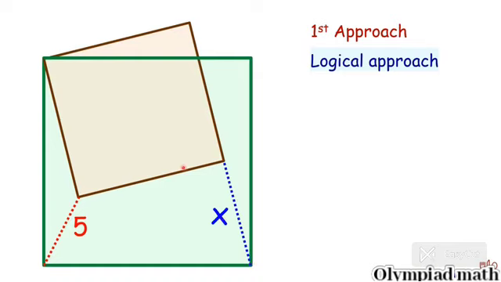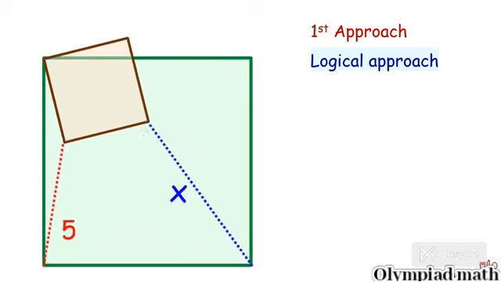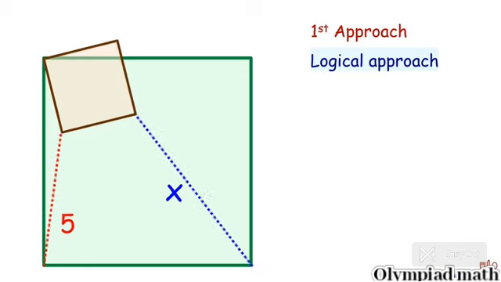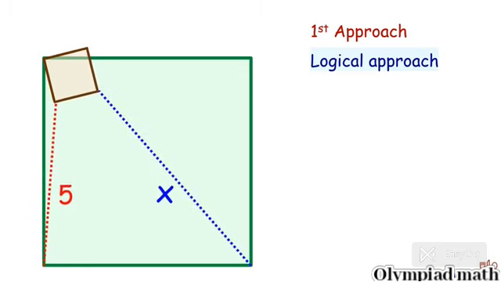So let's decrease the size of this brown square. Now we have reduced the size of the brown square, but the question still remains unchanged, because the distance between these vertices is 5 and the distance between the other two vertices is what we have to find. Now we have reduced the size further, but the question still remains unchanged, and thus our answer for the value of x will remain unchanged.